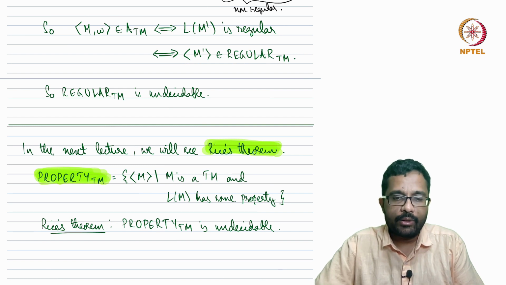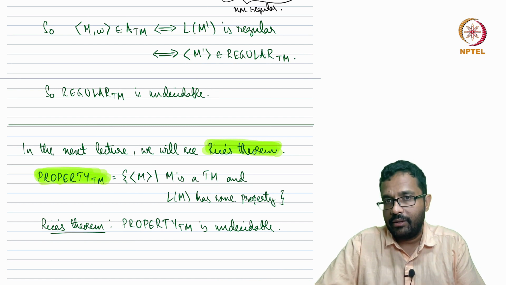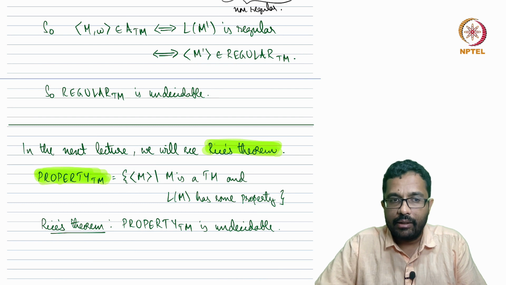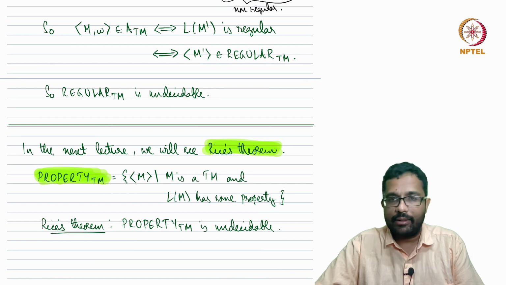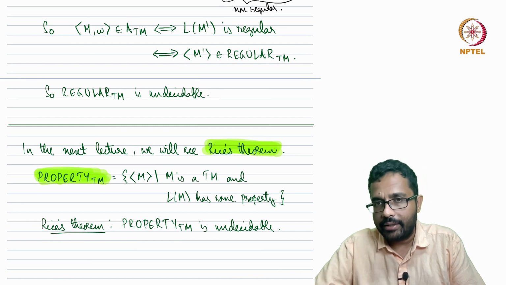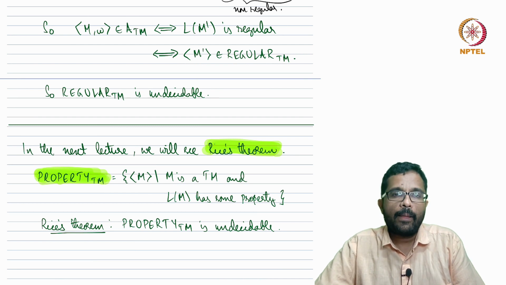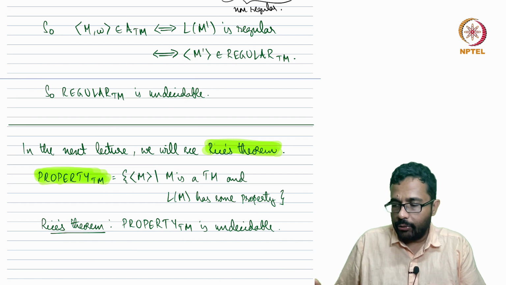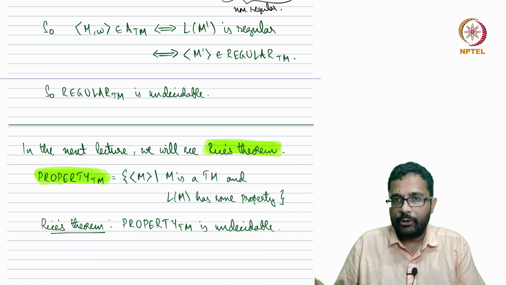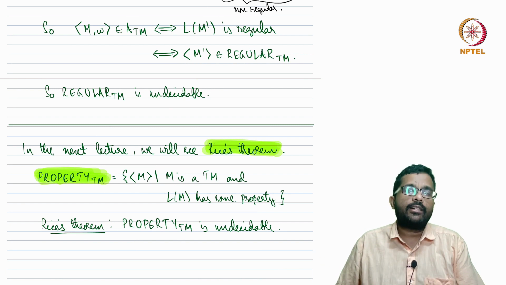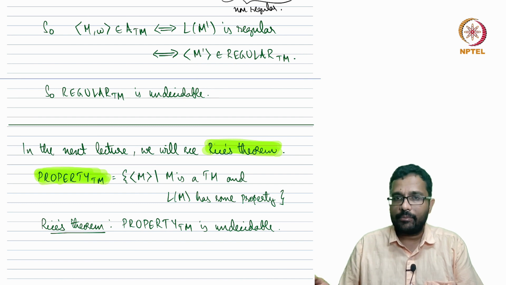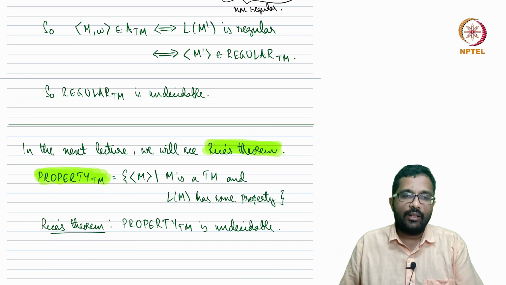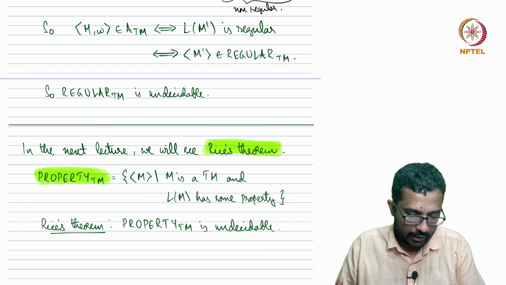Like, is the language regular? Is the language context free? Does the language have at least one 0? Are all the strings in the language palindromes, right? So all these are questions about the language. So we are asking, for the given Turing machine, does the language recognized by this Turing machine satisfy a specific property, right? So that is property TM, right?